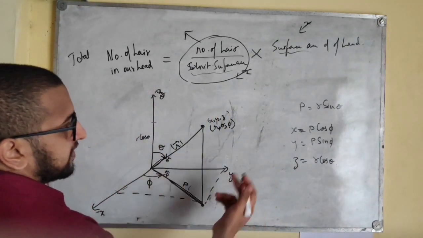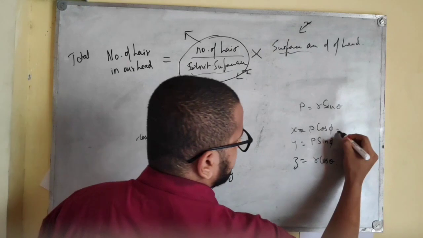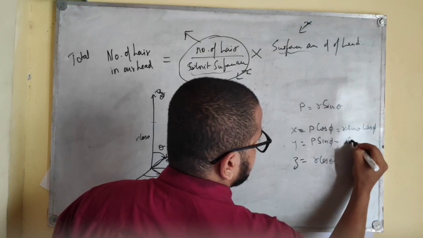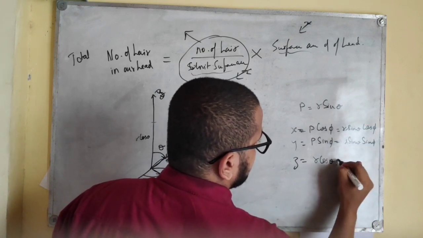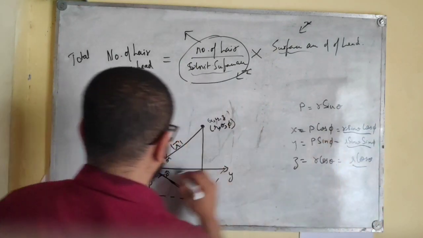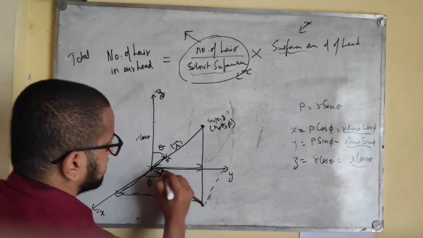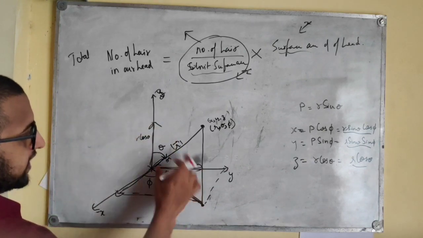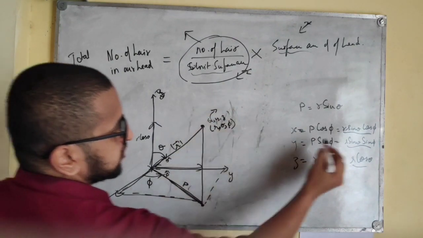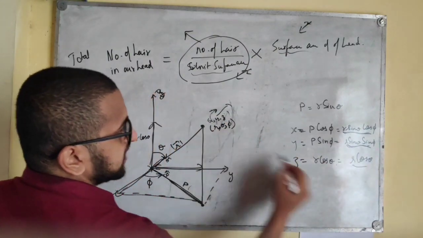If you write in terms of r, the distance from the origin, p is nothing but r sin theta. So x is r sin theta cos phi, y is r sin theta sin phi, and z is r cos theta. This is the distance in Cartesian coordinates, X, Y and Z. So if you want to write in terms of Cartesian coordinates, in the place of X we write this, in the place of Y we write this, and in the place of Z we write this.